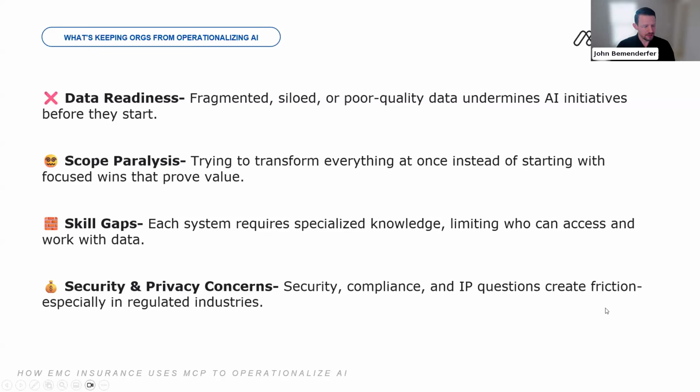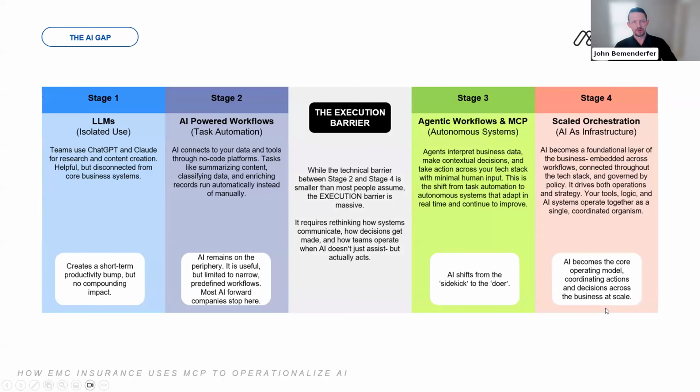But I want to take a look at where most organizations sit today. This is a diagram we call the AI gap, and it consists of four different stages. I think a lot of people are in stage one. This is where LLMs are an isolated use. Teams are using things like ChatGPT or Claude or Gemini for research and drafting.